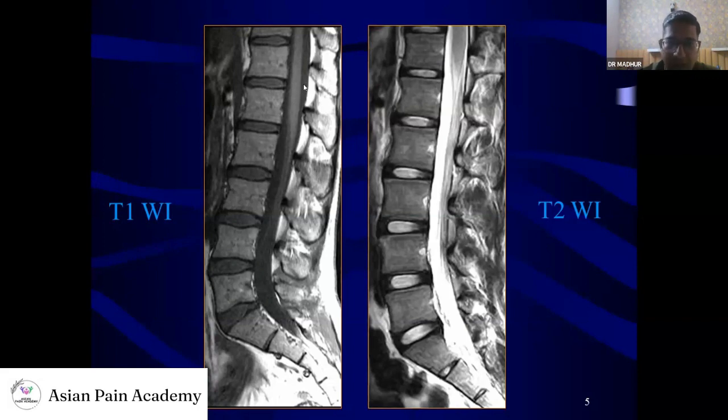Within the CSF we have the cord, and outside this thecal sac we have extradural fat, which appears hyperintense on both T1 and T2 weighted images. Behind that we can see the spinous processes, and between them we have interspinous ligaments. Basically, we will discuss the normal appearance, what we can see on T1 and T2 weighted images, in detail later in this presentation. The main concern at this slide is what to be seen on sagittal images.